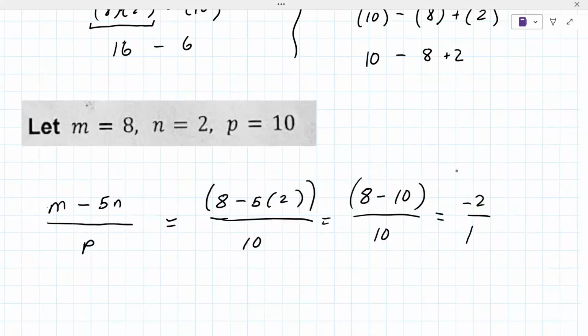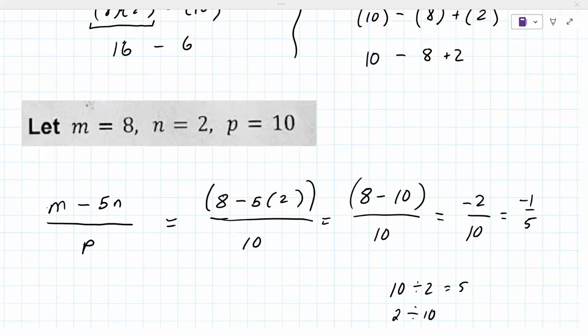-2. Over 10 here. And the issue with this, 10 divided by 2 is 5. That is for sure. But that is not what we're doing here. We're doing 2 divided by 10. This is a fraction. It ends up being -1/5. Oh. All right.